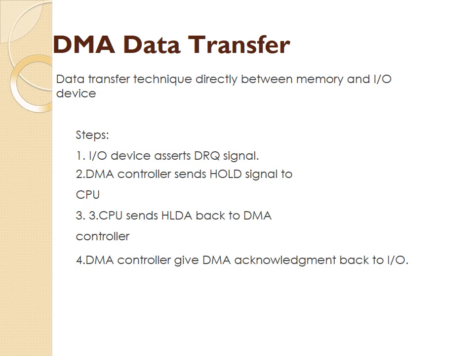In the DMA data transfer, the IO device asserts a DRQ signal. The DMA controller sends a hold signal to the CPU. The CPU sends a hold acknowledgement to the DMA. The DMA controller then gives a DMA acknowledgement back to the IO device. Generally it is like a master-slave configuration. The DMA controller requests the CPU to give a hold signal, and the hold acknowledgement is received by the DMAC, which then performs the data transfer operations to the particular IO devices.